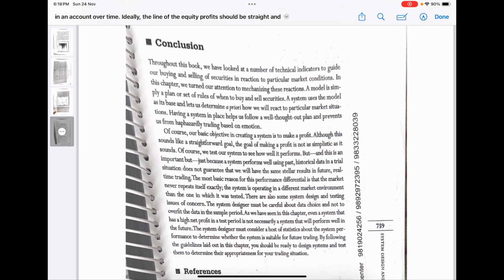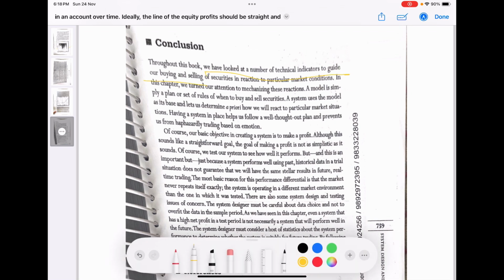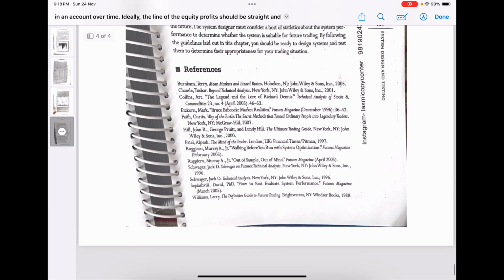Throughout this book, we have looked at a number of technical indicators to guide our buying and selling of securities in reaction to particular market conditions. In this chapter, we turned our attention to mechanizing these reactions. A model is simply a plan or set of rules for when to buy or sell securities. Okay, so that's it with this chapter. I hope you understood this chapter.